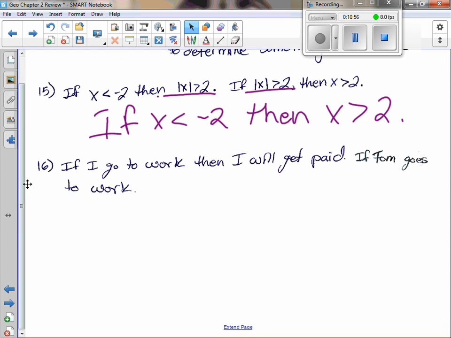Because we had an if and then that matched, we're going to use the law of syllogism and match up the two that were not the same. Questions on this here? Questions on 15? Speak now.